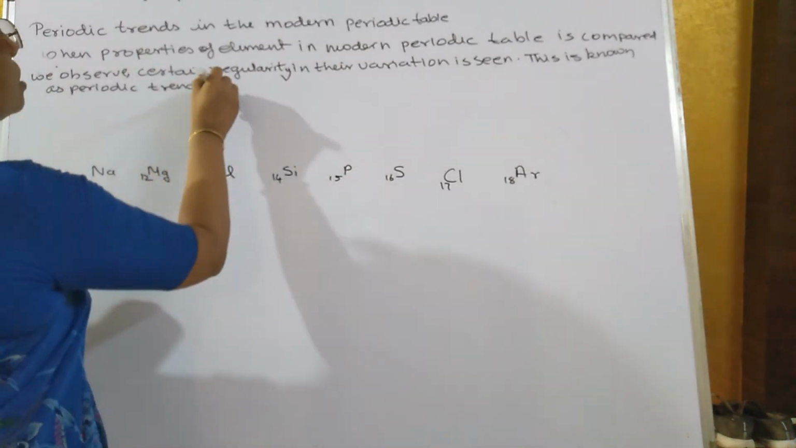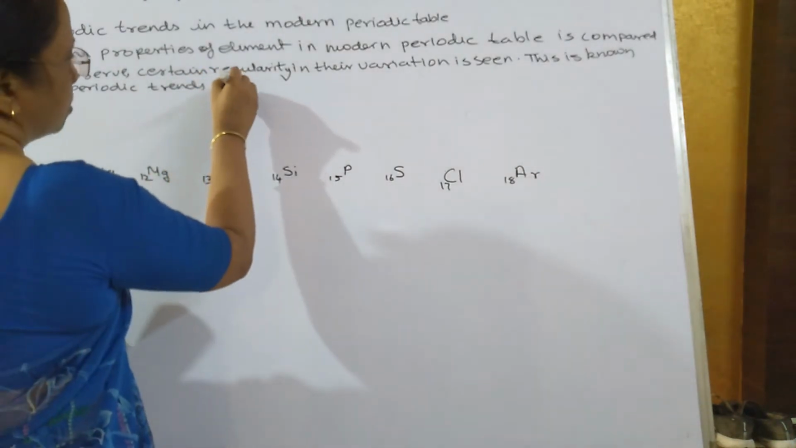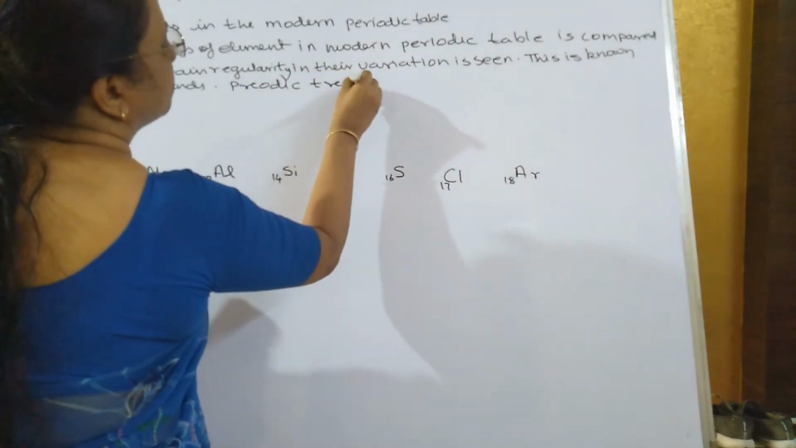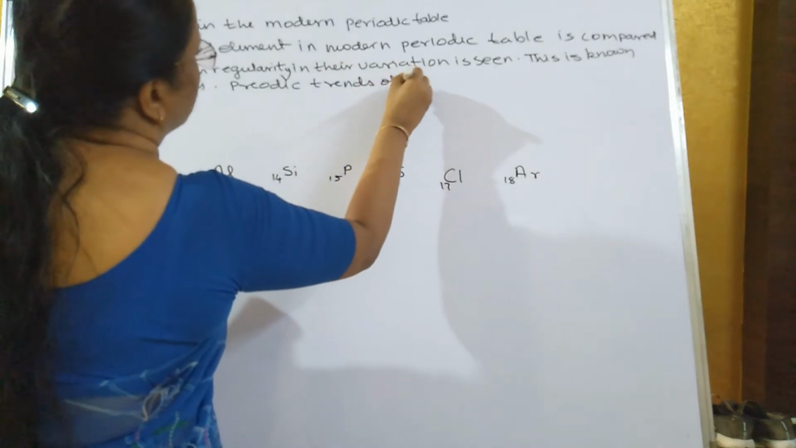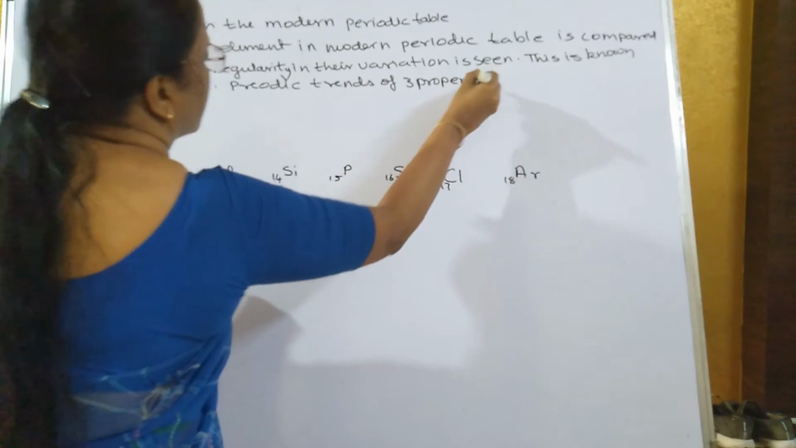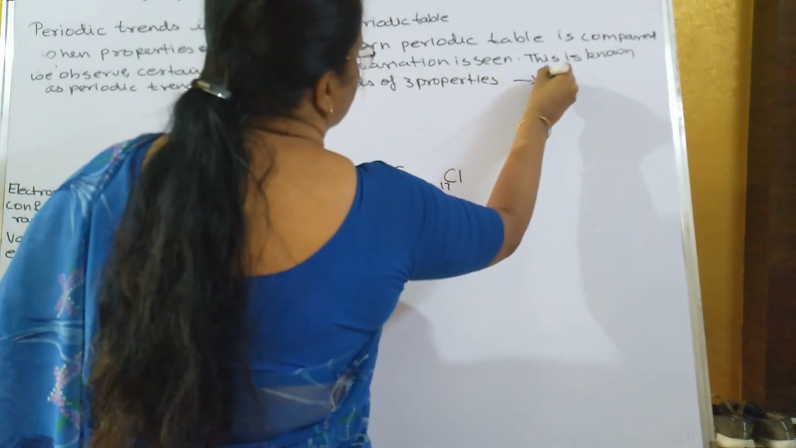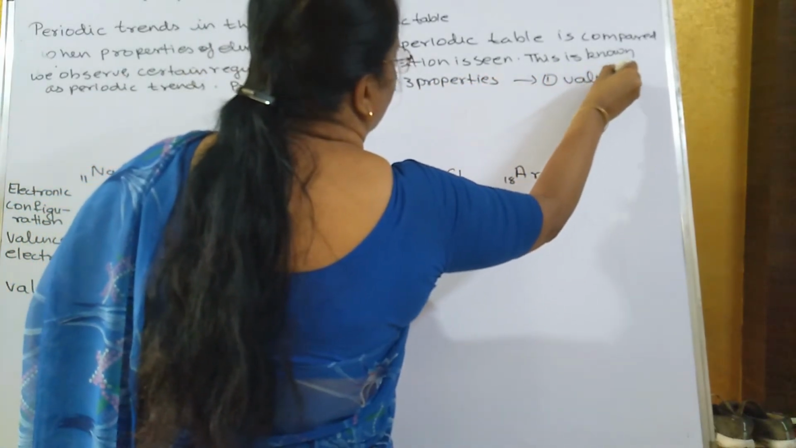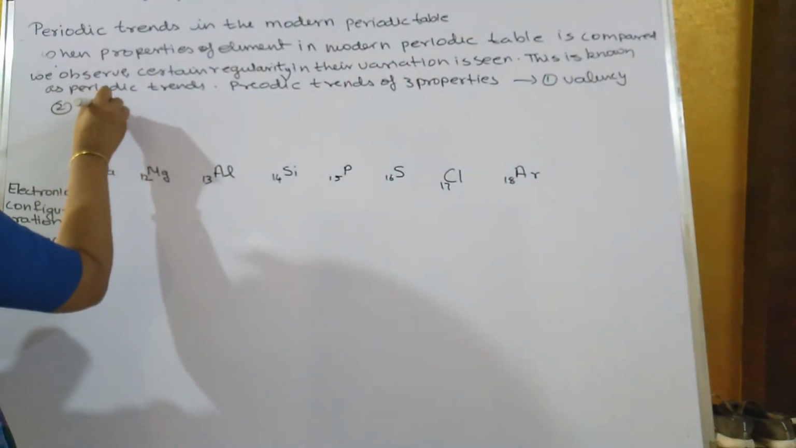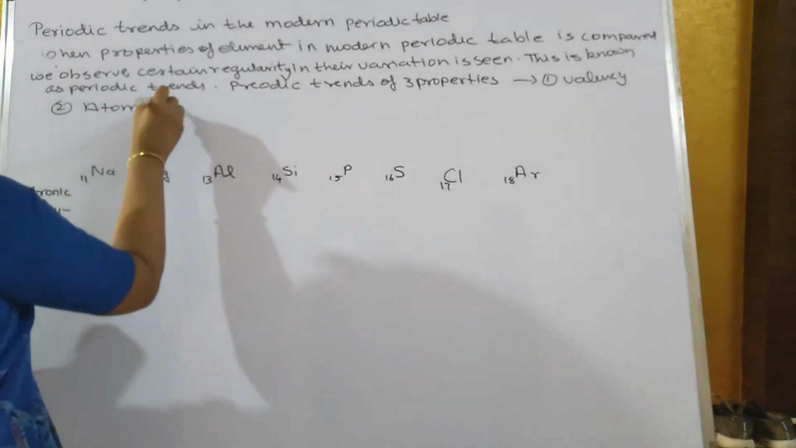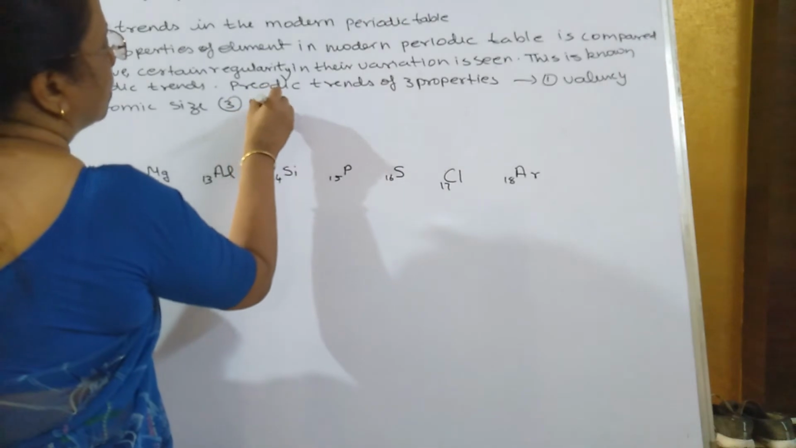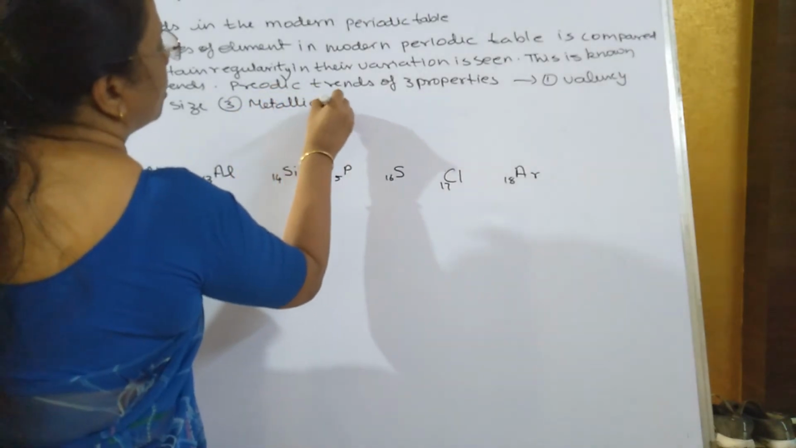Now this year you will be studying periodic trends of only 3 properties. What are they? First one is valency, the second one is the atomic size, what changes are observed in this, and the third one is metallic and non-metallic characters.